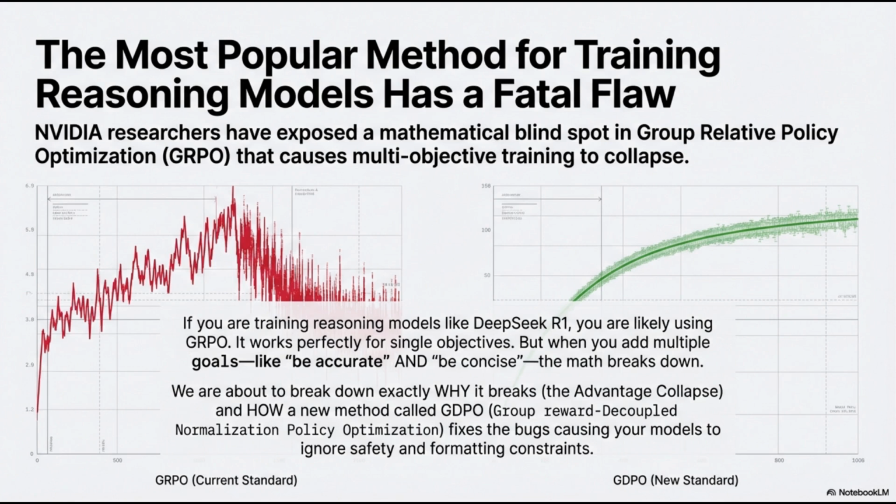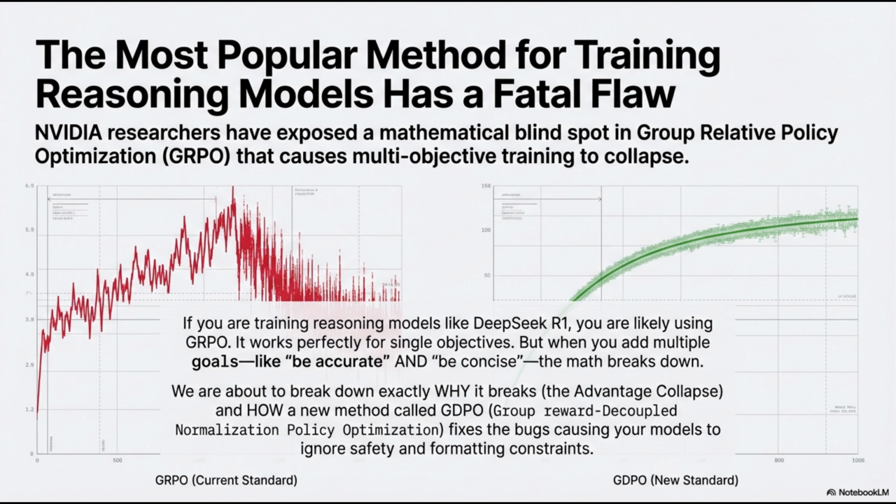What if I told you that the algorithm powering the most hyped AI models right now has a fatal flaw? A mathematical bug so fundamental that NVIDIA researchers just published a paper exposing it. Today, we're going to present Group Reward-Decoupled Normalization Policy Optimization. That's a mouthful, so we call it GDPO. It's a multi-objective reinforcement learning improvement over Group Relative Policy Optimization, or GRPO for short.